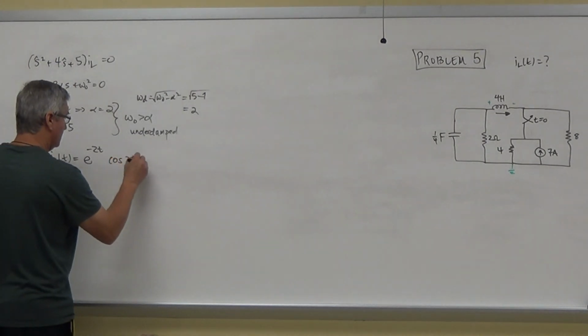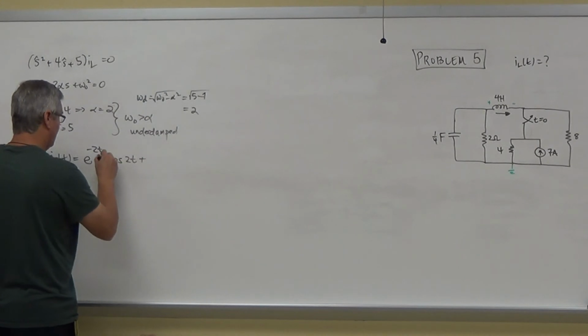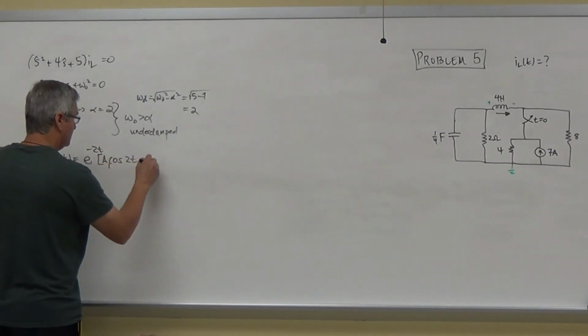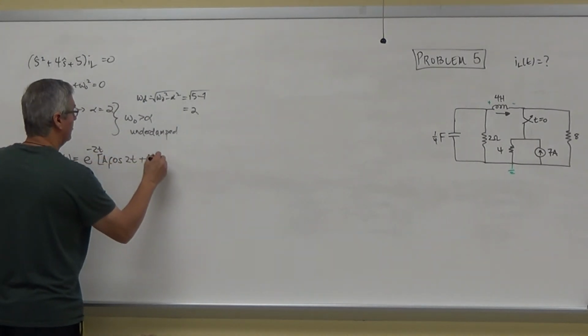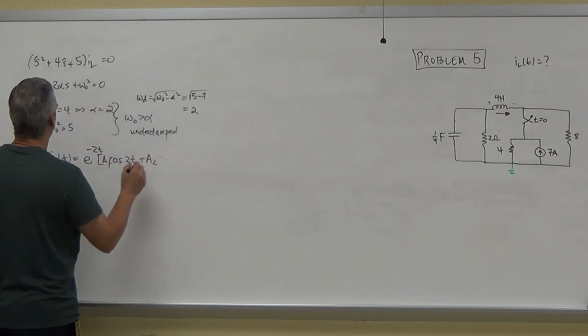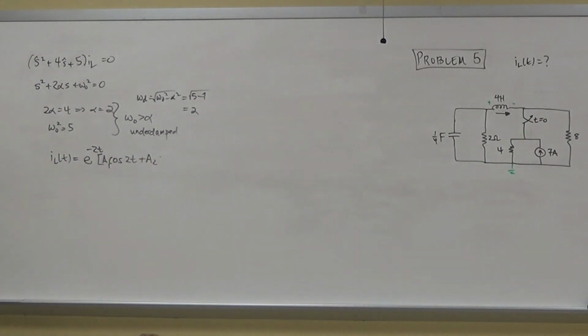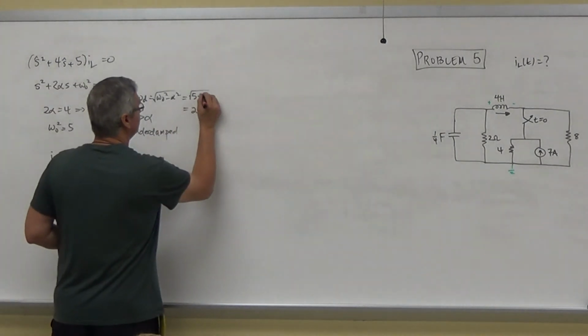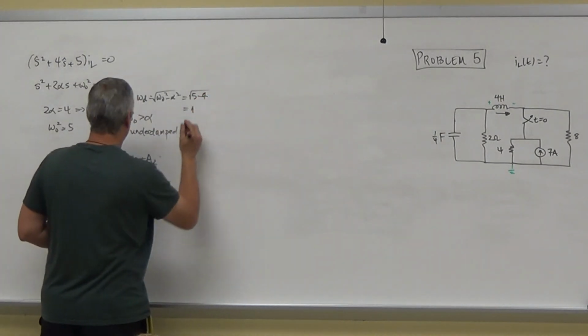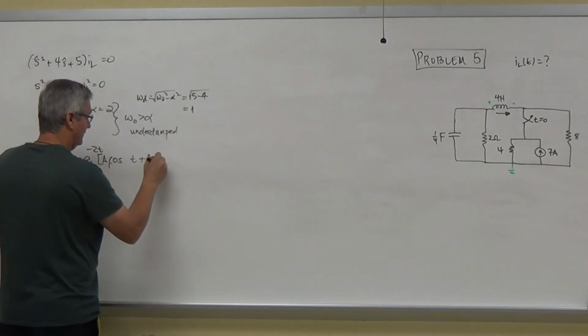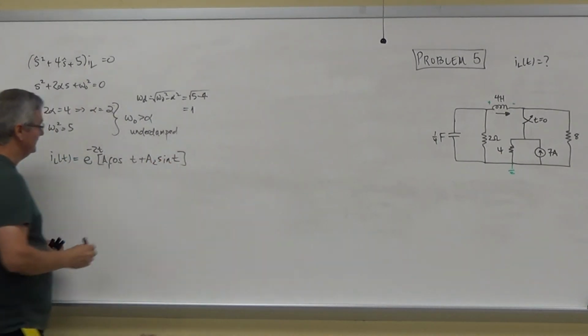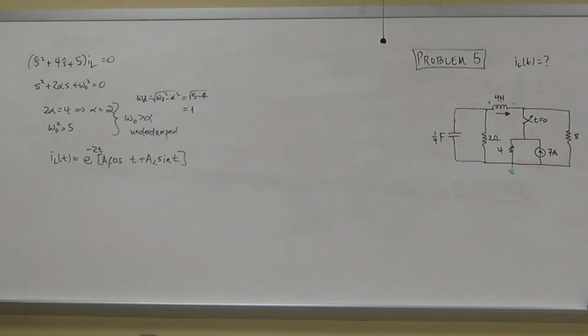Cosine 2t plus A1, A2. Yeah, alpha's 2. So you got this 5 minus 4 is 1. Oh, damn. It's even nicer. Thank you. Like I said, I'm going to make a lot of silly mistakes. Thank you for the help.